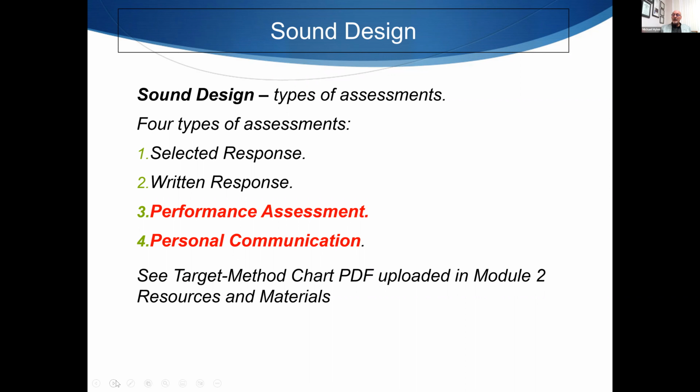This PowerPoint is up for you to review. By the way, I talked about this in a previous video, this target method chart. It's uploaded in module 2. It helps you when you see a word in the target, what might be a good way of measuring it.